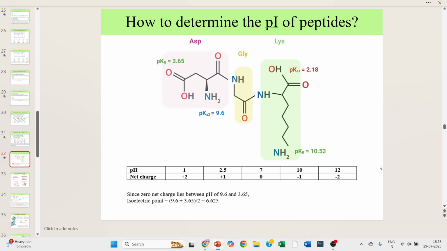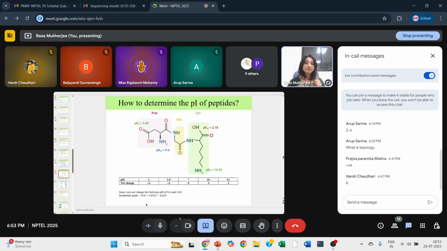Right. So now this is a very interesting thing. See, this is a tripeptide. There are 3 amino acids, one aspartate, one glycine and one lysine. These 3 are joined together and all the pKa values are given, and they are asking you to find the pI of this tripeptide. So how do you do it?